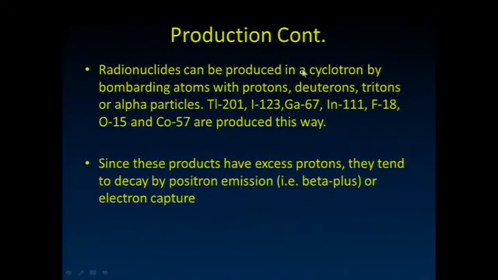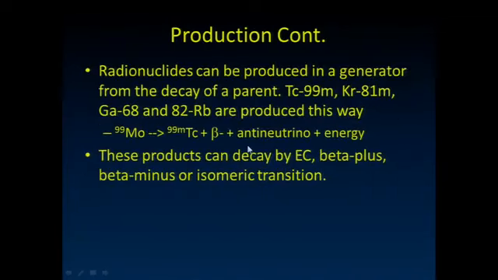We can also produce them via cyclotron by bombarding atoms with protons, deuterons, alpha particles. Thallium-201, gallium, indium is another nice example. Fluorine, F-18 can be produced that way. And since these have excess protons, they tend to either decay by positron emission or by electron capture. In general, some of the smaller ones tend to undergo a little bit more positron emission, some of the larger ones a bit more electron capture. That's just kind of a general rule of thumb.